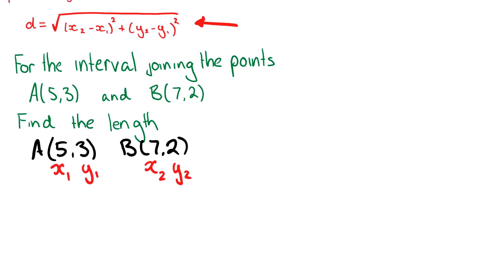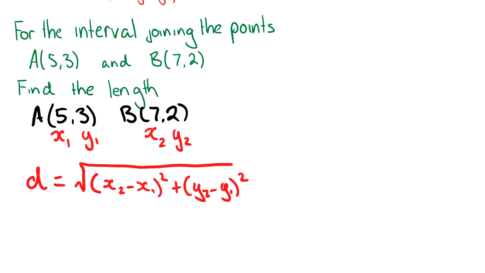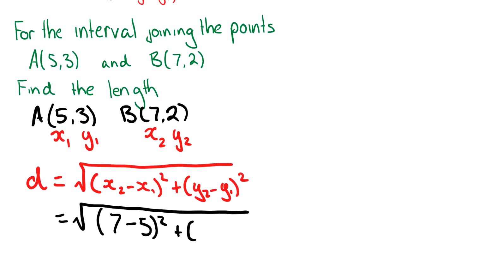Now that we've got those, all we need to do is substitute these values into our original equation. So d equals the square root of x2 minus x1, it's always a good idea to write these down until you can memorize it in your head. All I'm doing is replacing my x2, x1, and y2, y1 with what we labeled them above. So my x2 was 7, so we get 7 minus my x1, which was 5. Now we have y2, which is 2, minus my y1 value, which is 3, and that's squared.